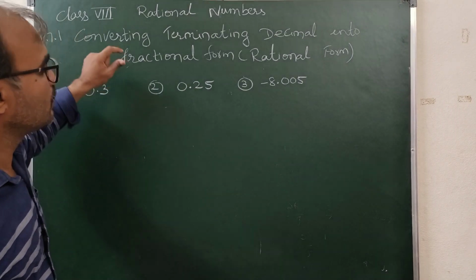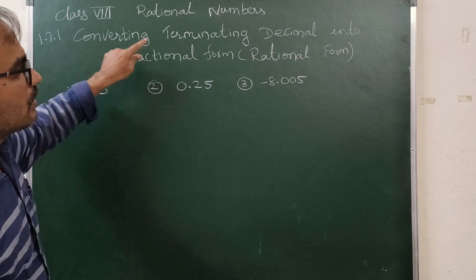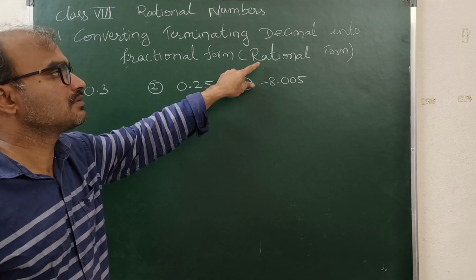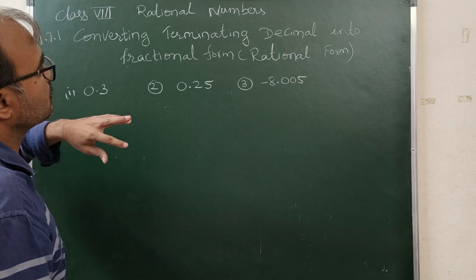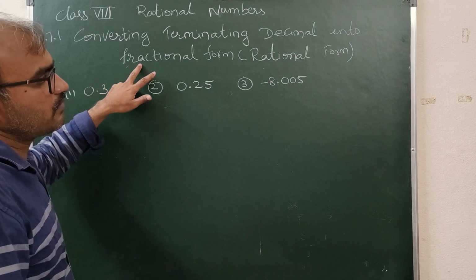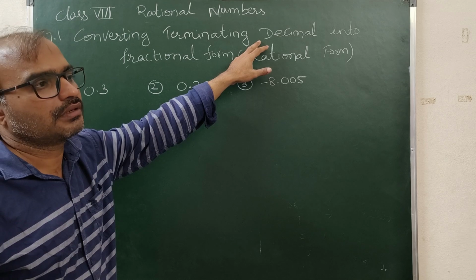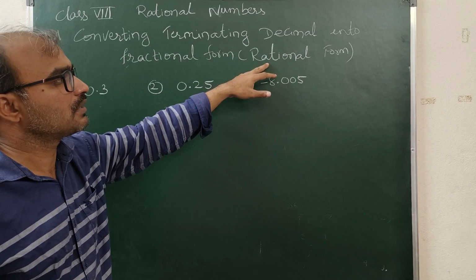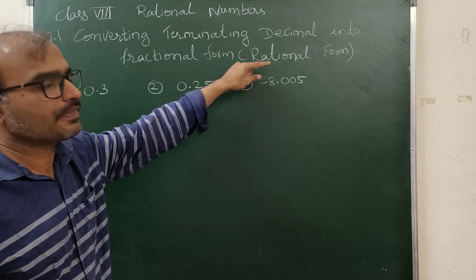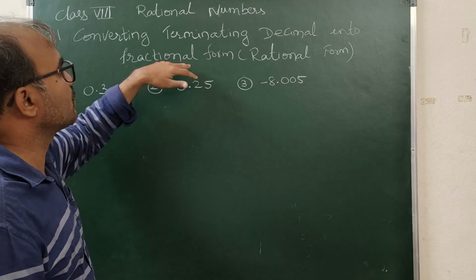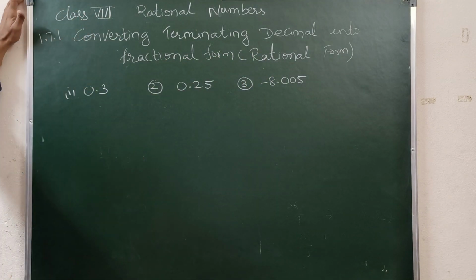Hello students. Now let us learn how to convert terminating decimals into rational form. In the textbook it is given as rational form, but I think fractional form is better, because a decimal number is also a rational number only. The definition of a rational number is a number which is represented in the form of p by q, so that is why it is used. But I think it is better to use fractional form.